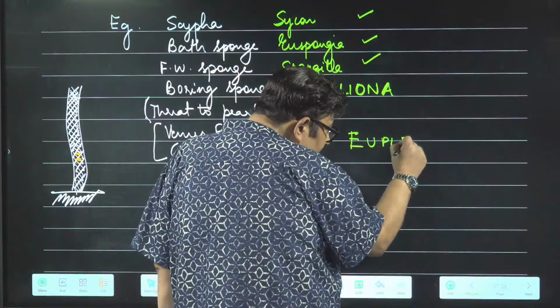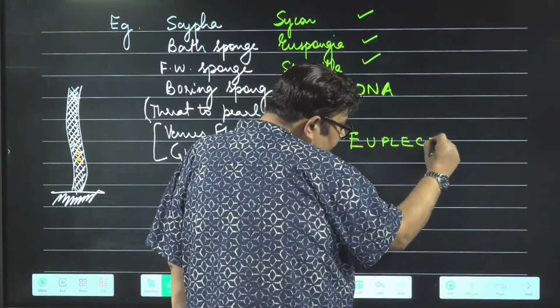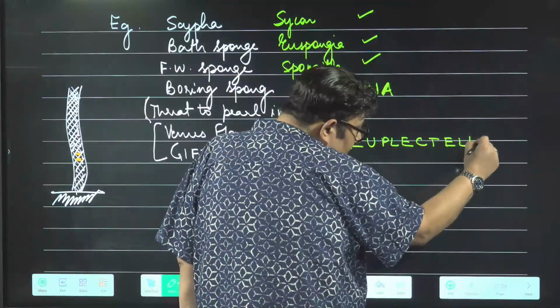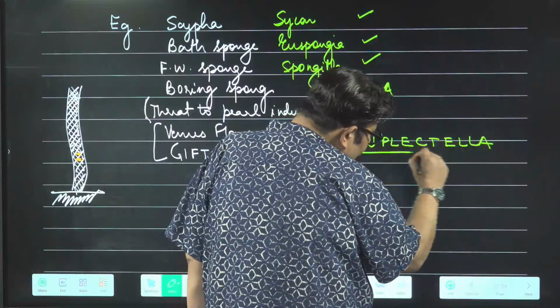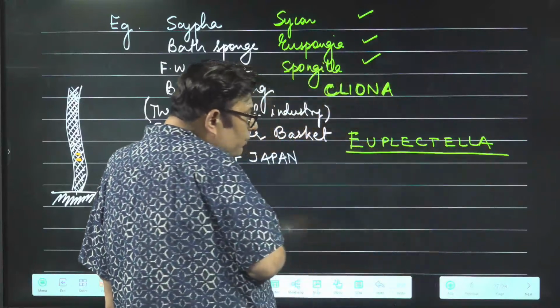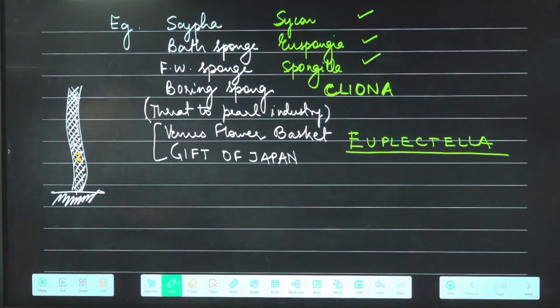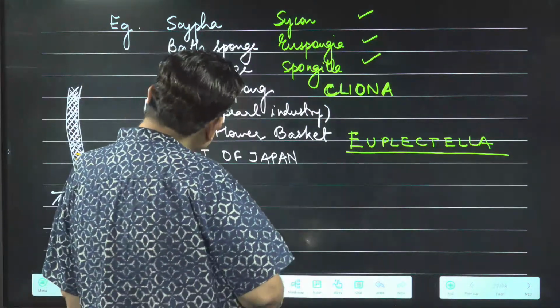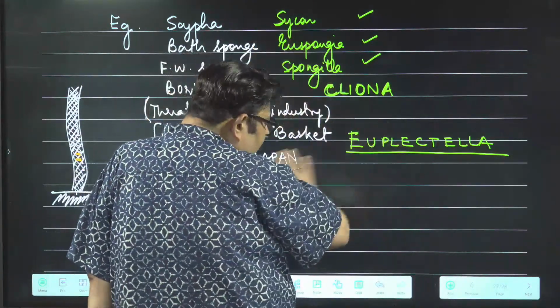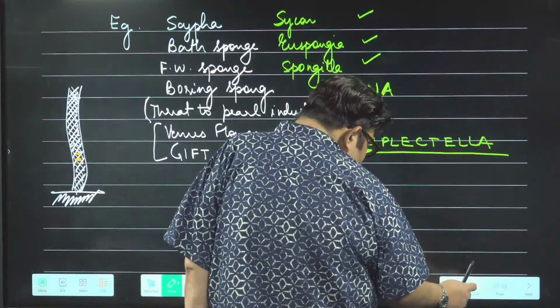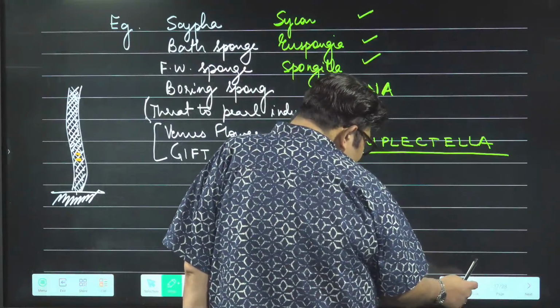Euplectella. It is Euplectella, E-U, P-L-E-C-T, E-double-L-A, Euplectella, and Cliona. These two names I have just added from my side. The remaining three are given in the NCERT also. If you remember these, I don't think you will have any problem with the examples.